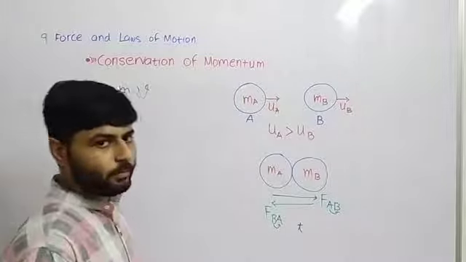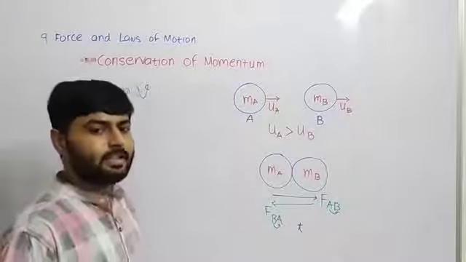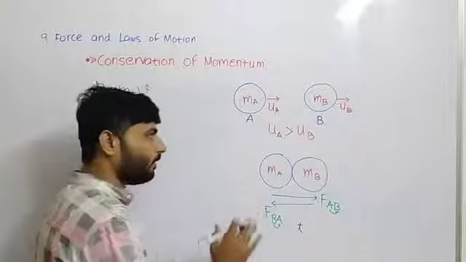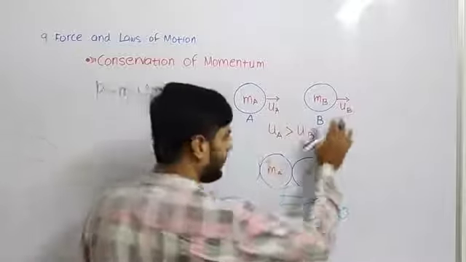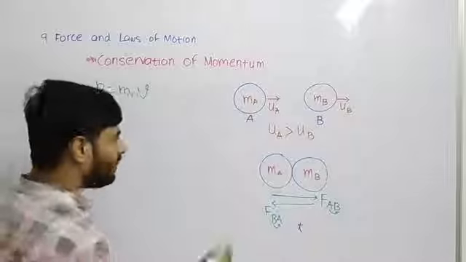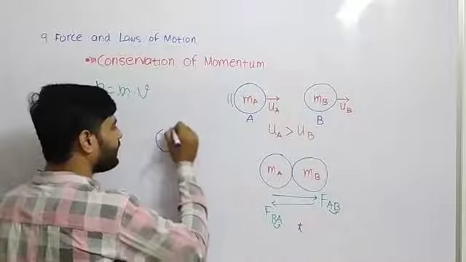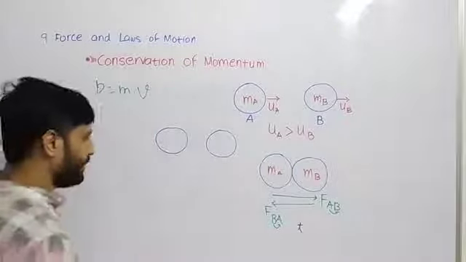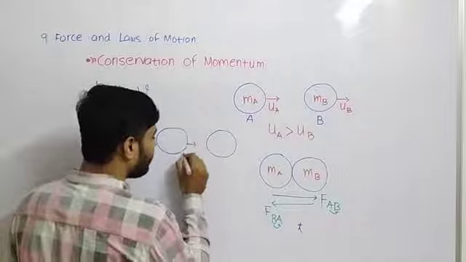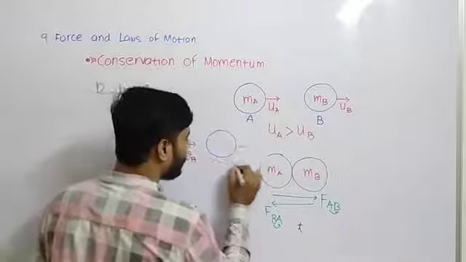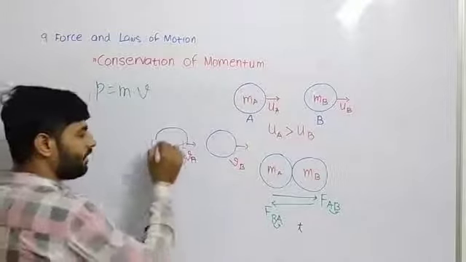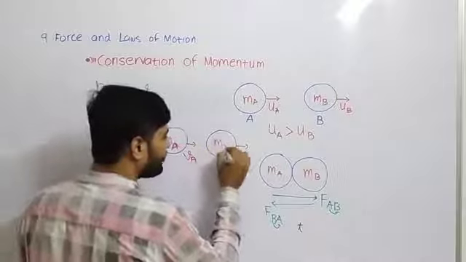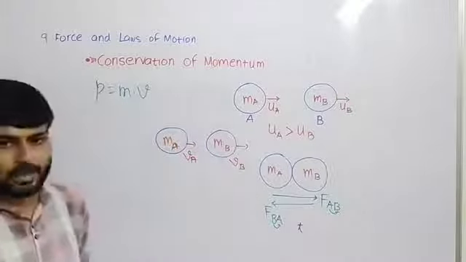After this collision, we know that there will be a difference in the velocity of these two balls. Now, both balls will not move with the velocities UA and UB. They will have some different velocity. Let's say these two balls now move with the final velocities VA and VB. So the velocity of ball A is VA and the velocity of ball B is VB.